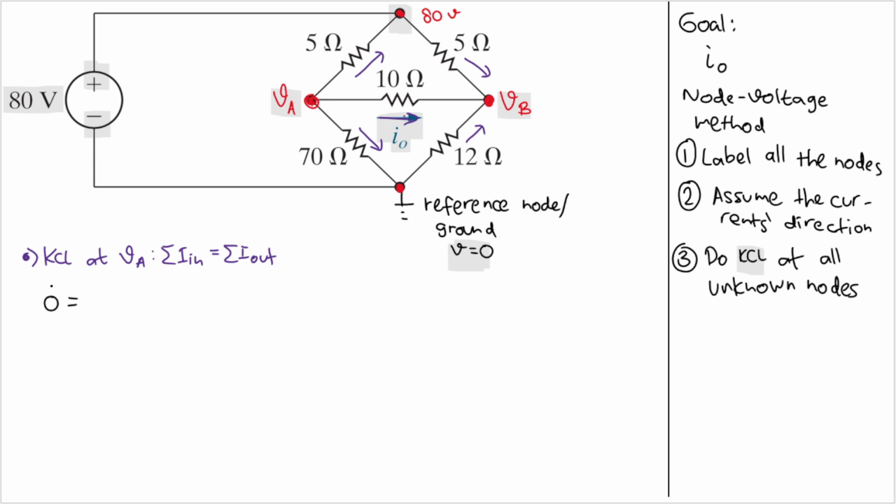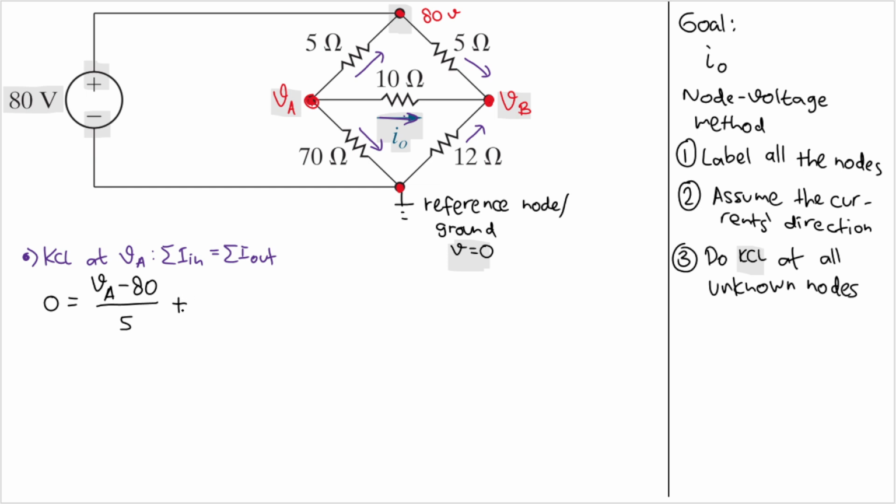And that will equal the first current here, which is a current that goes out. This current is VA minus 80. Remember that this is a voltage. We need current, so we divide it by the resistance between them. So I'll have 5. VA is where the current comes from, 80 is where the current goes to, and 5 is the resistance between them.